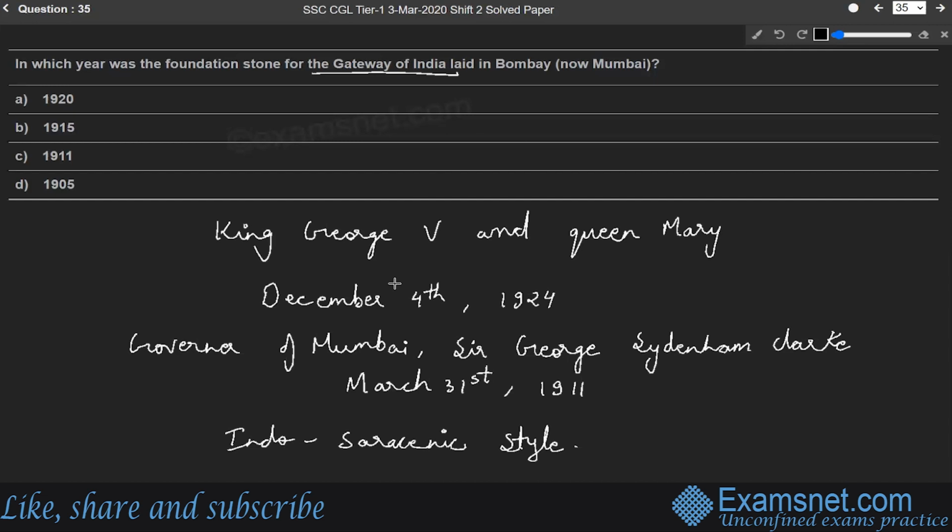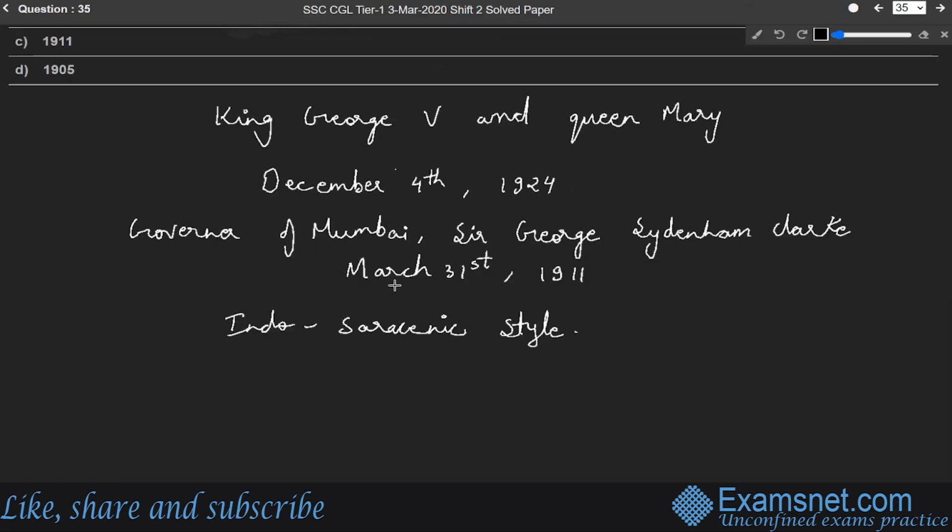What is Indo-Saracenic style? It is basically a style that was adopted by British architects in India in the later 19th century, especially in the public and government buildings that were under British rule. So it had a basic Indo-Saracenic style, and this foundation stone was laid by Sir George Sydenham Clarke. Also, the chief architect of the Gateway of India is George Wittet.